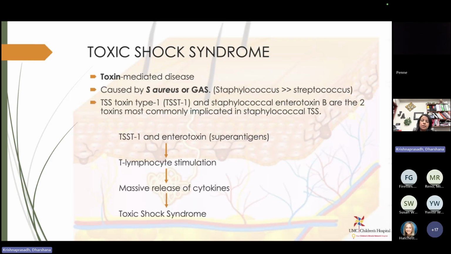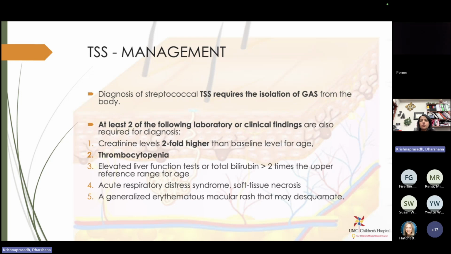Again, it is toxin mediated. Usually, Staph aureus or Group A strep is the cause. You do have this toxic shock syndrome toxin type 1 that usually causes it. It makes the lymphocytes active, and there is a massive release of cytokines, which cause the more severe symptoms of toxic shock. Again, the diagnosis is made with at least two of the following lab tests or clinical findings, where you have your creatinine more than two times the normal, thrombocytopenia, elevated liver function, acute respiratory distress, or a generalized rash that may desquamate as well.